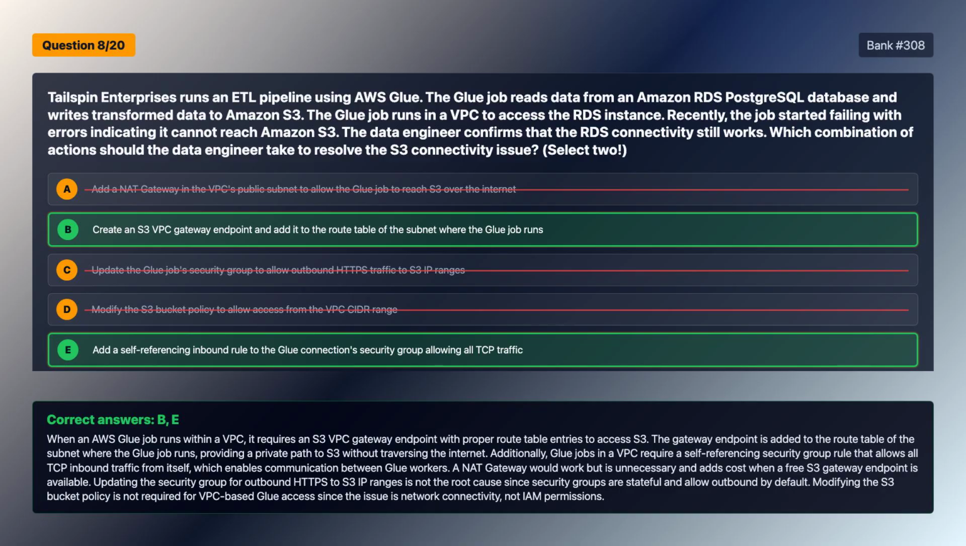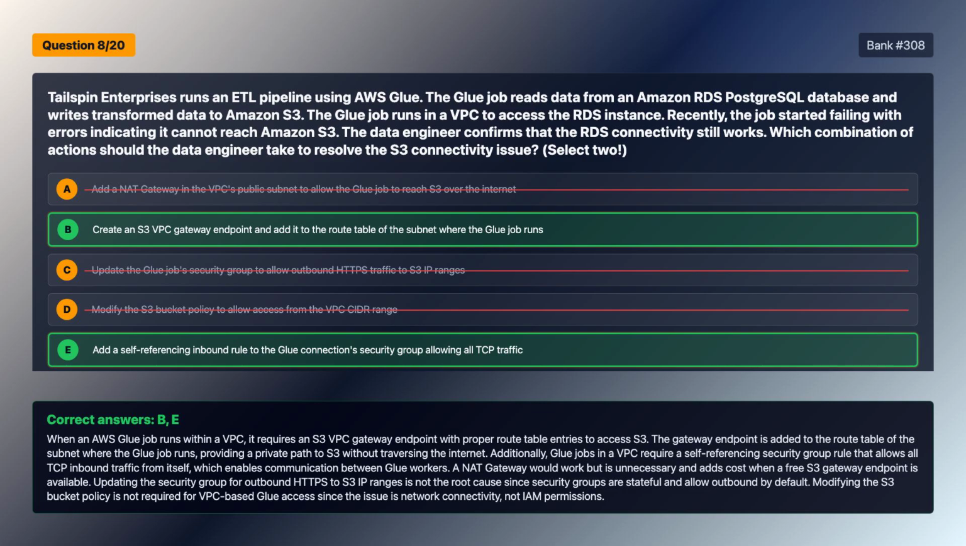Additionally, Glue jobs in a VPC require a self-referencing security group rule that allows all TCP inbound traffic from itself, which enables communication between Glue workers. A NAT gateway would work, but is unnecessary and adds cost when a free S3 gateway endpoint is available.